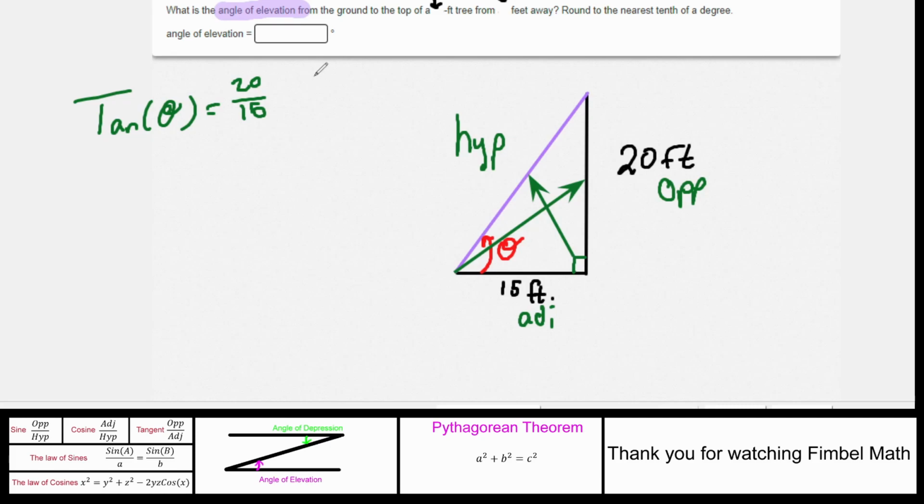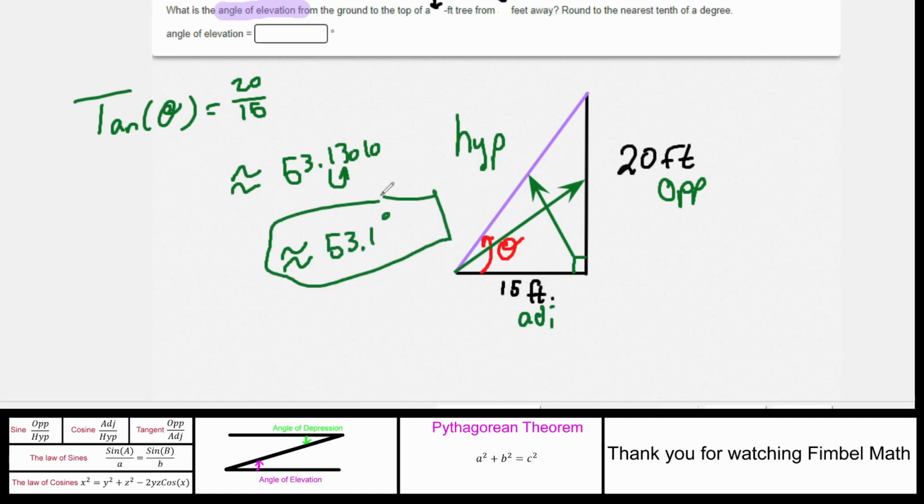And now I'm going to hit second tangent. And it tells me that I have to look up at approximately 53.13010. This is nearest tenth. So if I start here and look here, my final answer is 53.1 degrees.